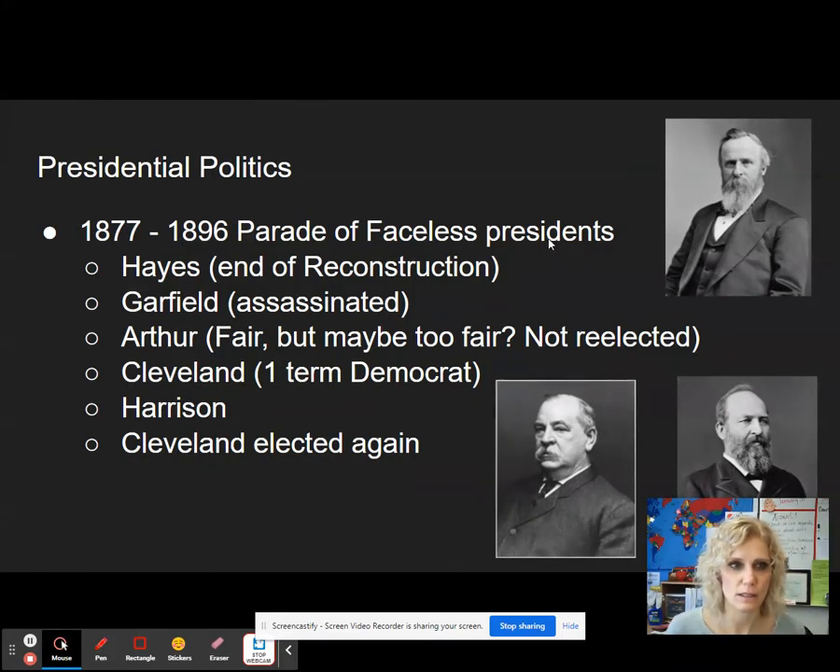Presidential politics. So I've already gone over this a little bit, but from 1877 to 1896, people just see these presidents as a parade of faceless presidents. Not that they weren't significant, but there's not a lot that stands out, like the Civil War, or the acquiring of the entire state of Utah. I mean, there's nothing that really stands out significantly about these presidents per se.